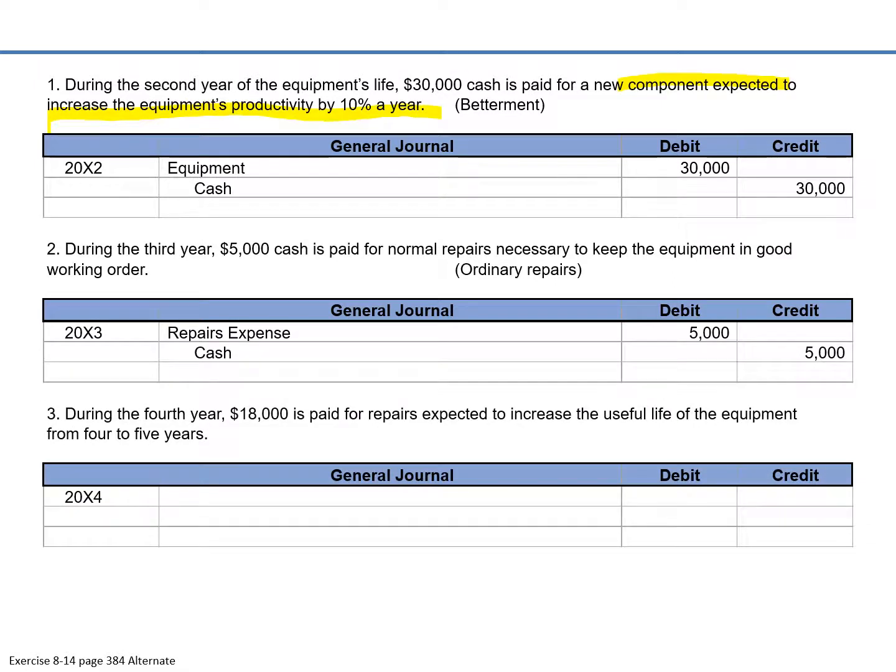During the fourth year, $18,000 is paid for repairs expected to increase the useful life of the equipment from 4 to 5 years. That's a betterment. Gets recorded to equipment, debit equipment, credit cash. Okay, hopefully you got all those correct.